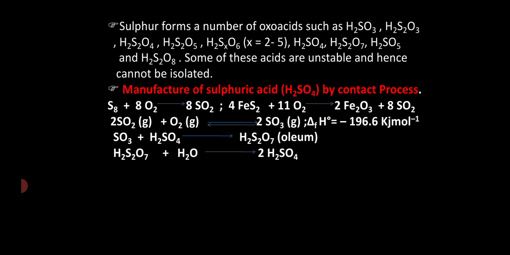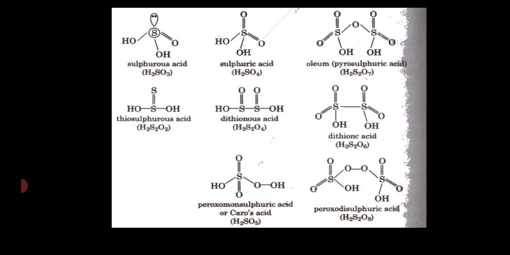Sulfur also forms several acids, which I have told you already. Now we will come to the manufacture of sulfuric acid, but before going to the manufacture of sulfuric acid, there are some more things I want to show you which you have already discussed. That is this particular one, which you see: the oxo acids of sulfur, the different structures of the oxo acids of sulfur which I discussed with you.